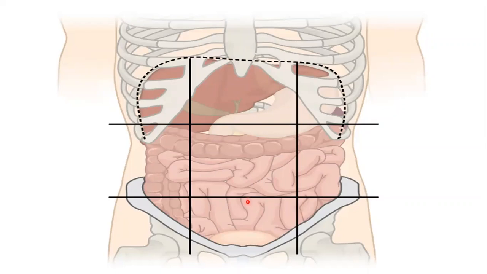Now, it is important that you should know the exact location of each of these horizontal and vertical lines. First of all, I'm going to explain the location of the horizontal lines, these two lines. And after that, I will be explaining the exact location of the vertical lines, right? So we have the superior horizontal line, and we have the inferior horizontal line, right?